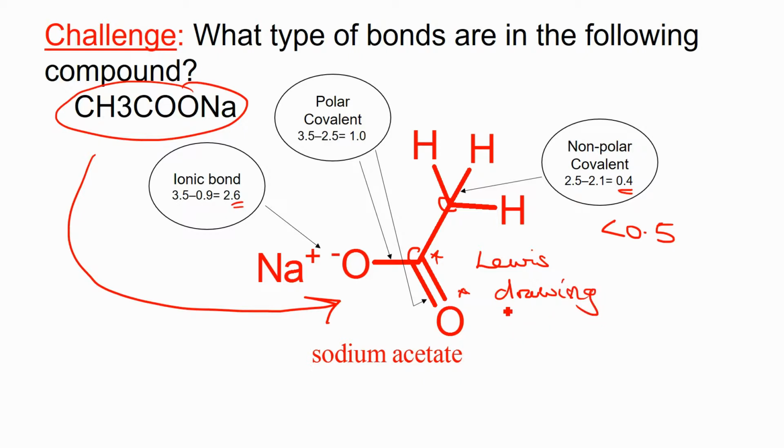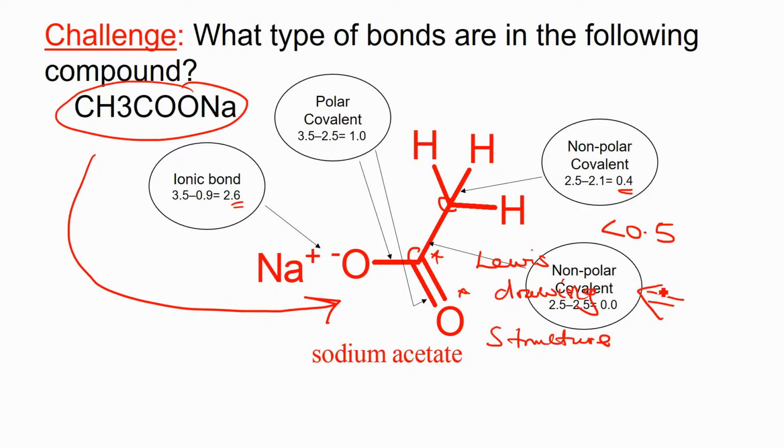We'll be drawing in a moment. So this is the Lewis structure, okay? Between carbon and carbon, that's what we're looking at here. Of course, it's 2.5 minus 2.5 on the Pauling scale. The answer is 0. You're looking at less than 0.5 again. So the type of bond here is a non-polar covalent bond.